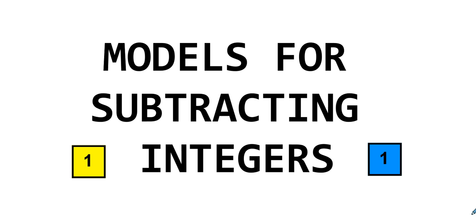Well, no surprises here. This screencast is all about two standard models that we use to understand how to subtract integers. What does it mean to subtract integers? And as before, one of our models will be the chip model, and in the chip model, these are positive ones and these are negative ones. They're both ones, but this is a positive one and this is a negative one.